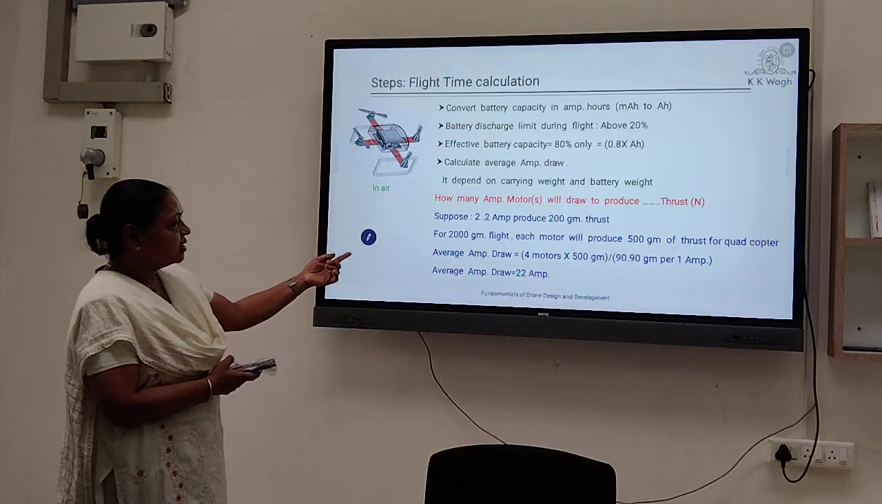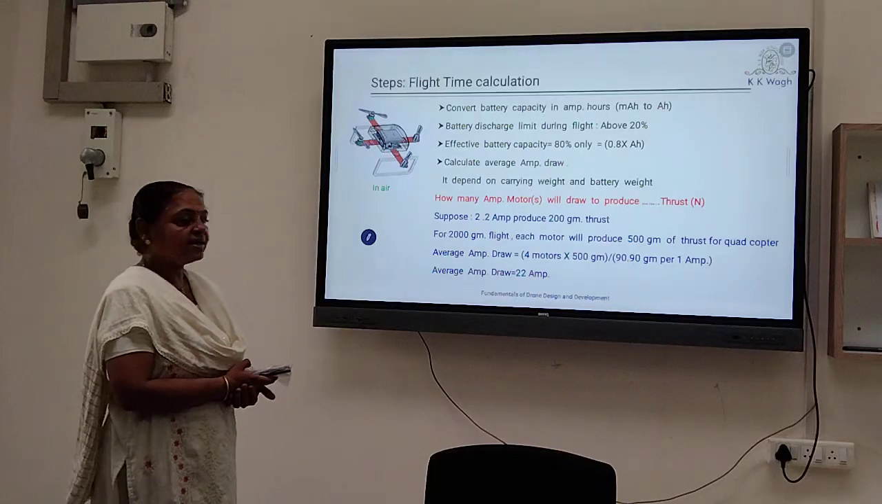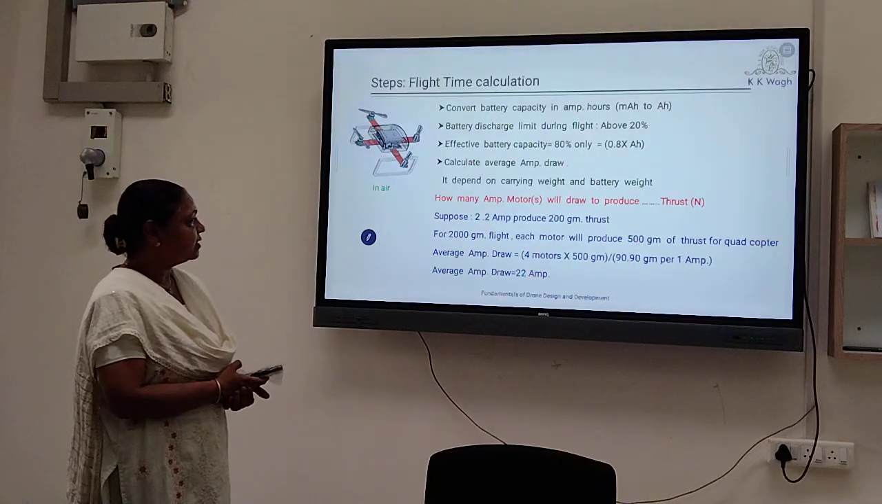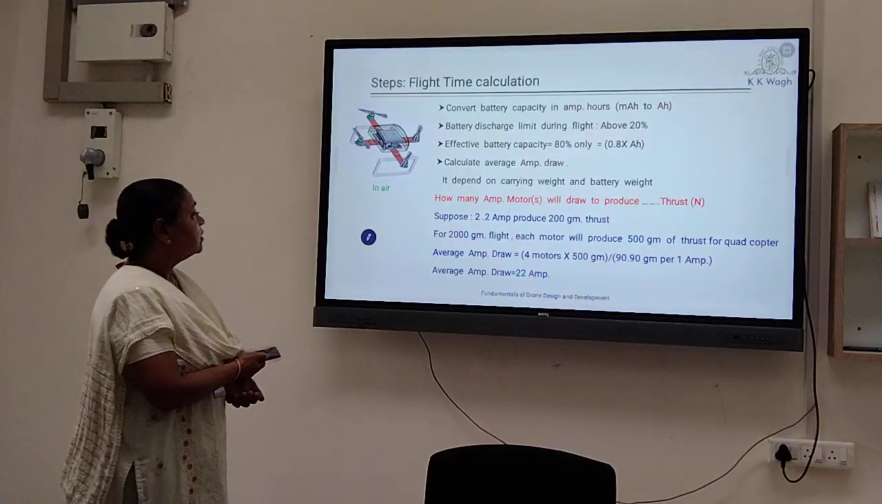Average ampere drawn current is given by 4 motors × 500 grams upon 90.90 gram per 1 ampere, and thus the average ampere drawn current is 20 ampere.